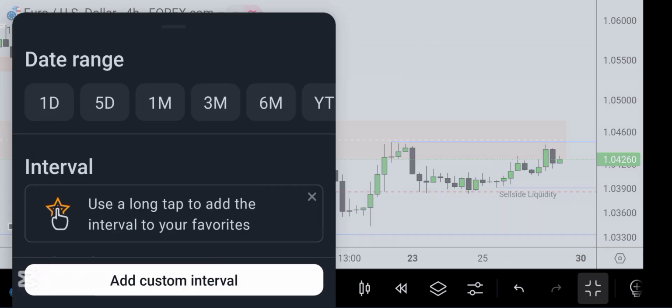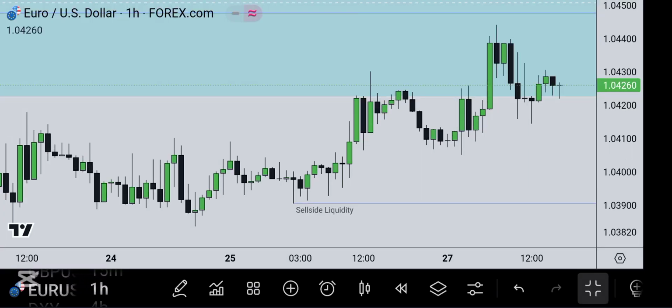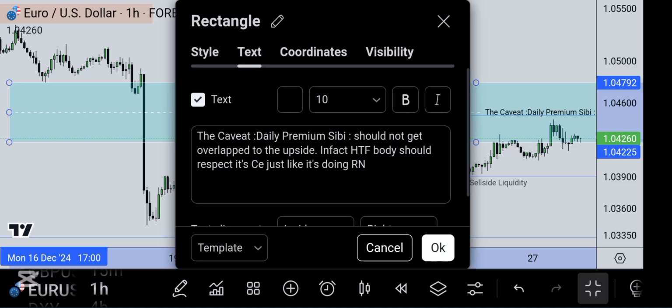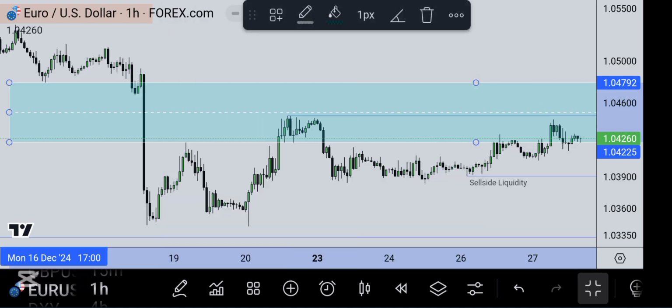Let's see the 1 hour time frame. On the 1 hour time frame, the same narrative. Remember, this blue is the inefficiency I told you on the daily time frame. Okay, remember I told you the caveat. Yeah, you can go rewind a few seconds, you get it.